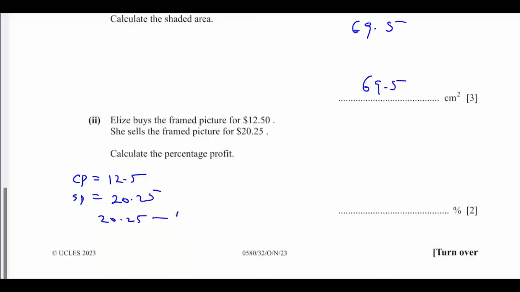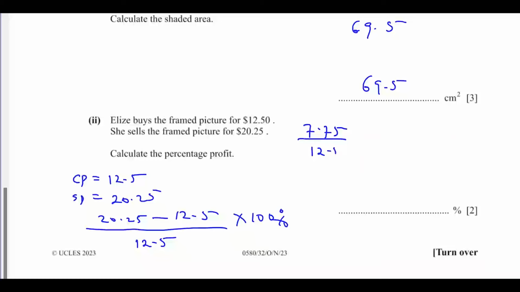$20.25 minus $12.50. That's the profit over the cost price, which is 12.5. So multiply by 100%. If you do this, you will get 7.75 over 12.5 multiplied by 100%. And if you do this, you get 0.62 times 100%. And finally, you get 62%.